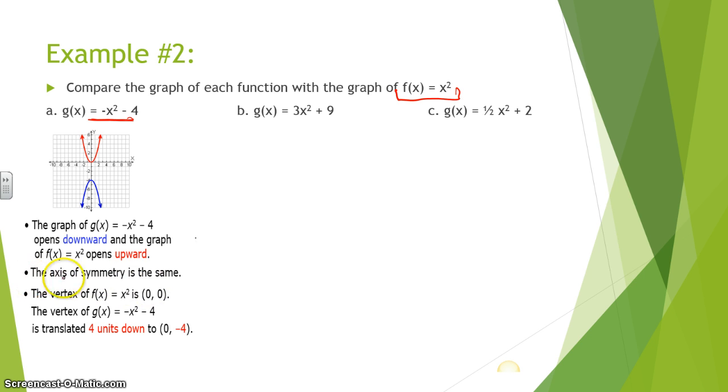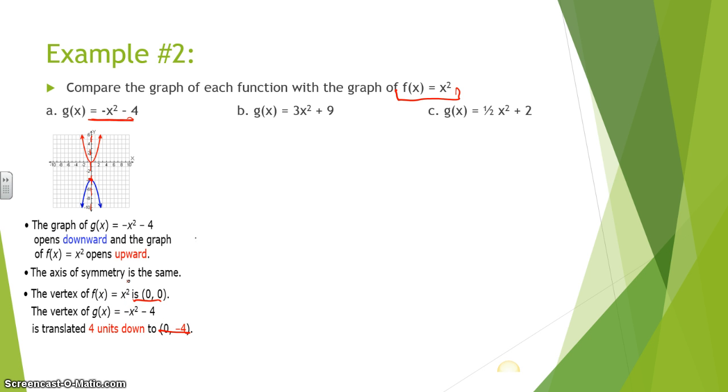What's the same with these graphs? They have the same axis of symmetry. So we're comparing what's different and what's the same. So they both have the same axis of symmetry. The vertex is going to be different. For f of x, x squared is 0, 0. For the vertex of g of x, the vertex of g of x is going to be 0, -4. Because notice my y value is at -4 right there. So that's the difference of the two.